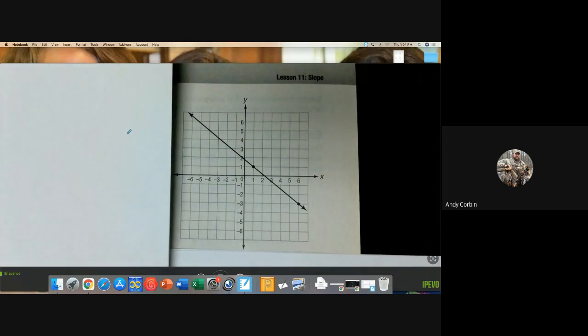Find the slope. Nick, can you still see it okay? I can. Everybody find the slope.